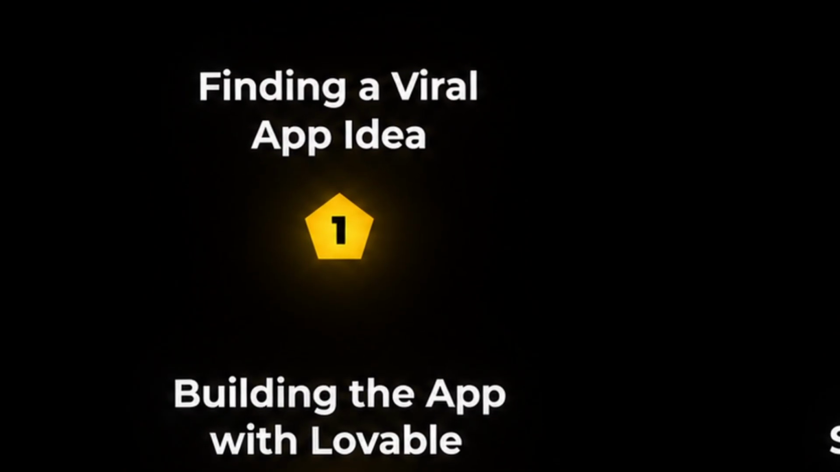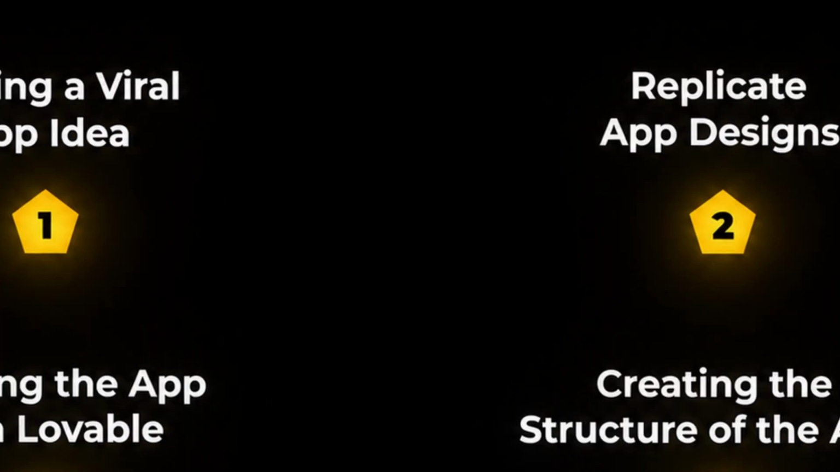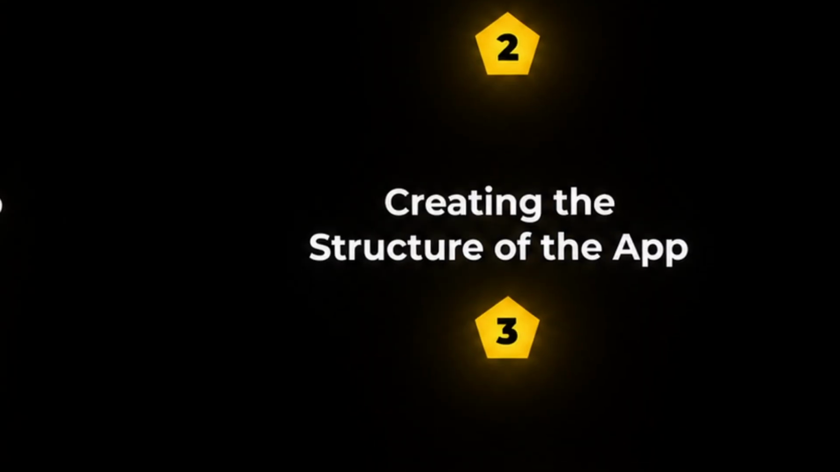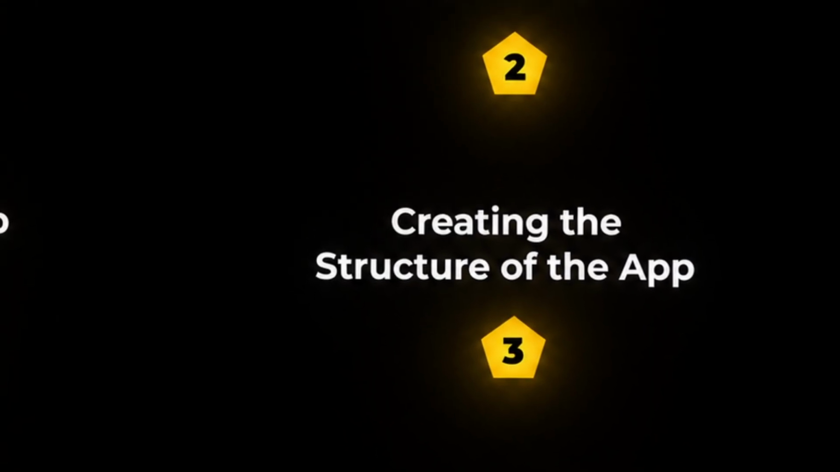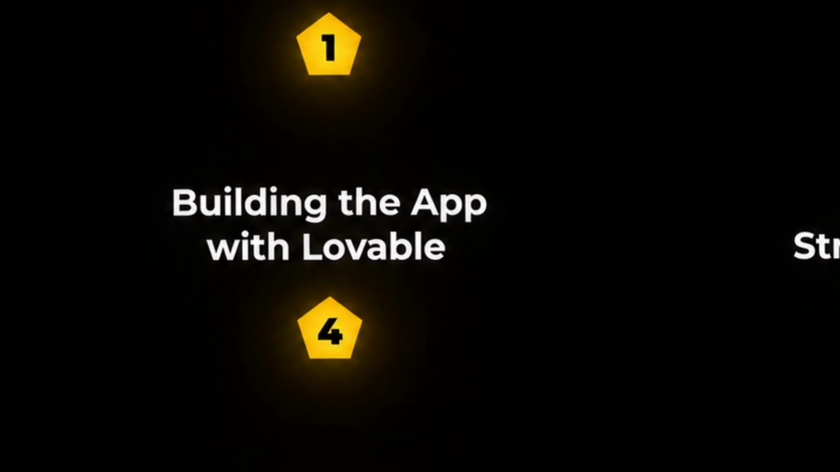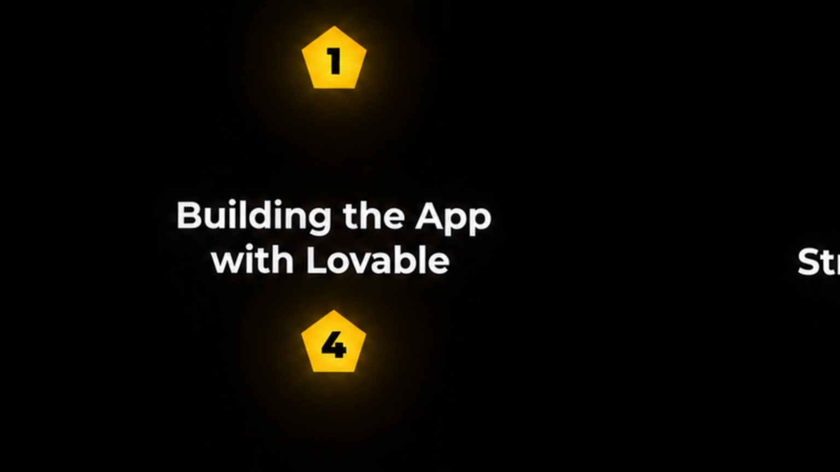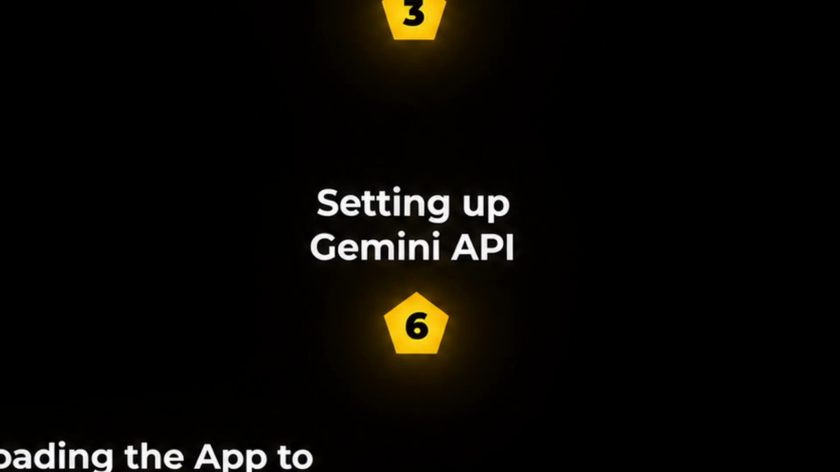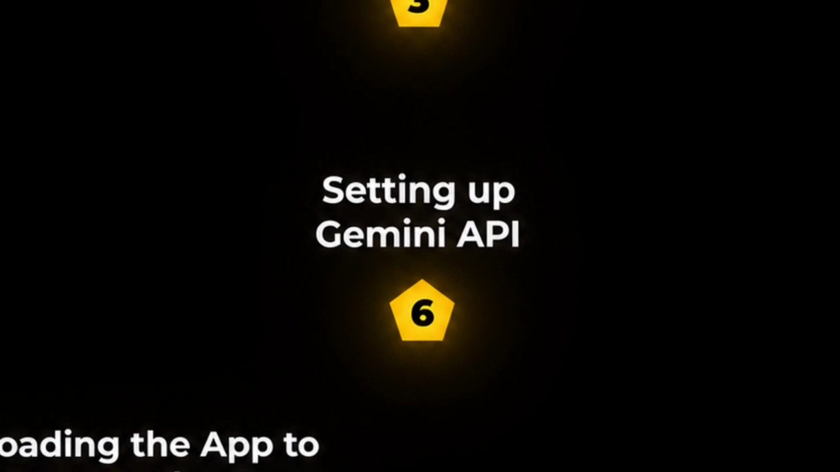Now, without wasting any time, let's start. I'll show you exactly how to find a viral app idea that people actually want to download, how to use Mobbin to find and steal proven designs from billion-dollar companies, how to create the brain of your app using Claude so the AI knows exactly what to build, how to use Lovable to build the entire app without writing a single line of code, how to set up Firebase for the database and authentication, how to set up Google's Gemini API as the main AI feature of the app.